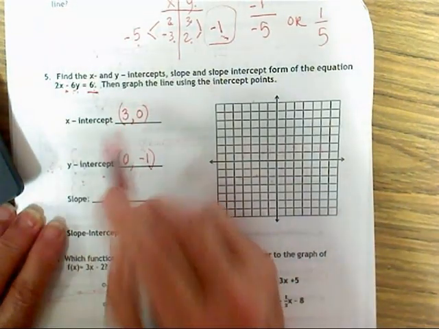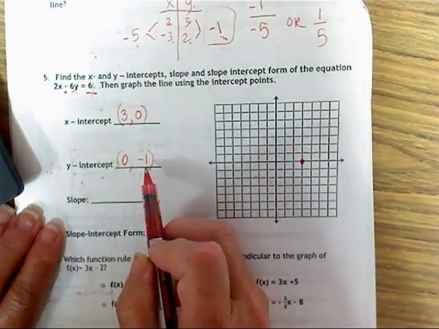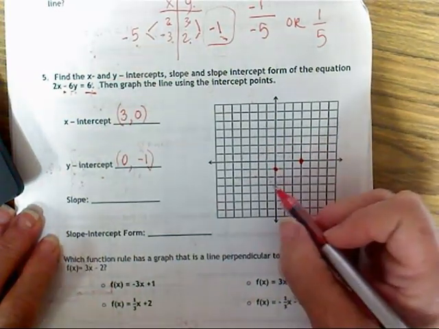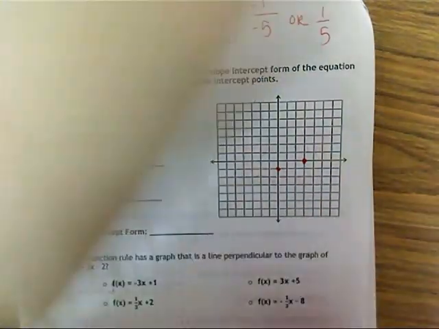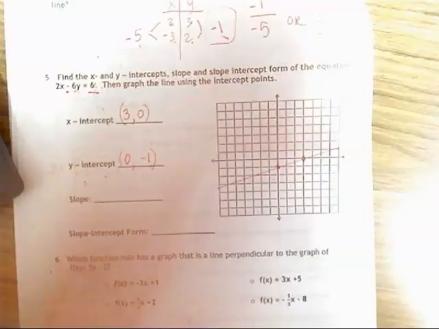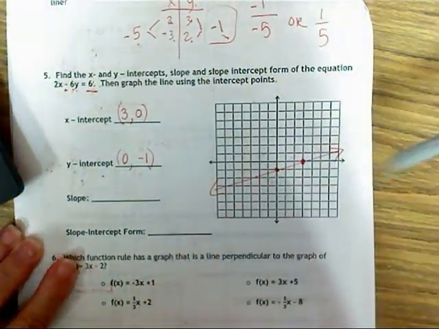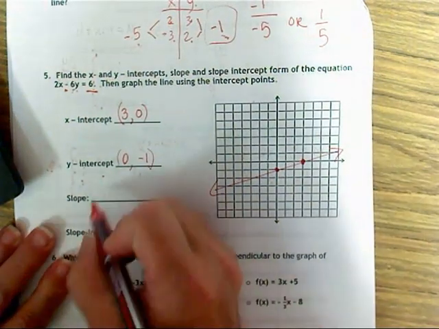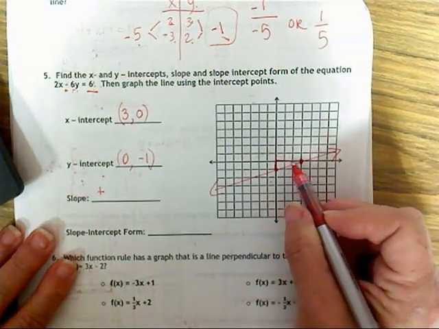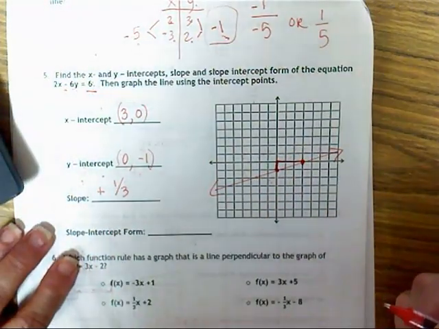If you plot them, the x-intercept of 3, that means I'm going to find 3 on the x-axis. The y-intercept of negative 1, so I'm going to find negative 1 on the y-axis. And you can see that the line is going to go right through here. I always forget to bring my ruler over here. And you can see that the line is going up as you look from left to right, so I know my slope is positive. And it looks like for every 1 it goes up, it's going over 1, 2, 3. Up 1 over 3. So my slope is positive 1/3.